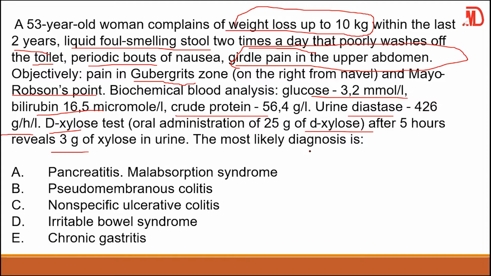Chronic pancreatitis. So over here, without even going into details, we know that we are having a problem with the pancreas. And therefore, your answer should be pancreatitis.